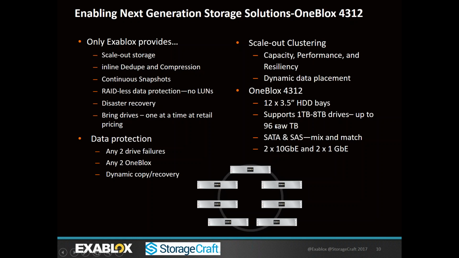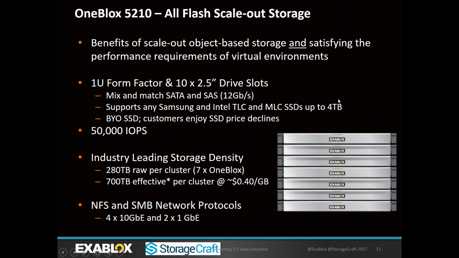The product in question on this slide is our OneBlox 4312, which is the capability of housing up to 12 3.5-inch hard drives, currently supporting 1 to 8 terabyte hard drives, so that could be up to 96 terabytes raw. The beauty of this bring your own drive model is that you can mix and match SATA and SAS, as well as the capacities within a single OneBlox, and it will still function. In terms of connectivity, whilst we're talking about presenting a file share of CIFS or SMB, NFS or SMB, we can offer both copper and optical connections, and we're looking at 1 or 10 gig, and again, redundant links.